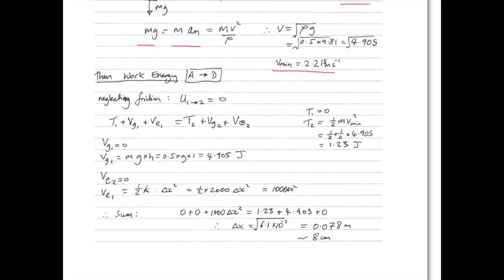Now, we know that it starts from rest, so that's 0. We know the final velocity, because that's as a function of the v min. So our final kinetic energy is a function of v min squared. We know that we choose our datum to be 0 at A, so our initial potential energy, or potential, is 0. And our final spring potential, after it's fully extended, is 0.